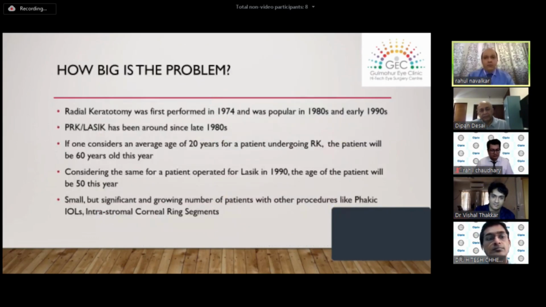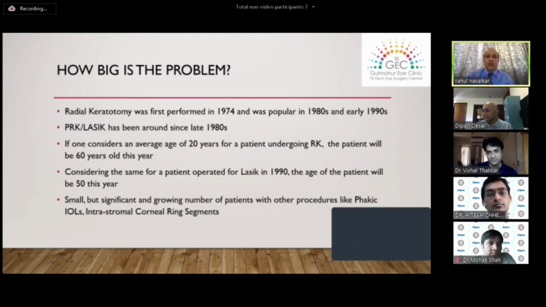So why is this problem so big? Why do we need to discuss this post-refractive surgery? As you can see, it was in the 70s that RK was first performed, and PRK and LASIK have been around since the late 1980s. Now, if you consider an average age of 20 years when the patient underwent these procedures, an RK patient would be almost 60 years old and the LASIK patient would be 50. So they are all moving into the cataract bracket. I believe we haven't yet seen the deluge of post-refractive cataracts that we will be seeing shortly in the future. There's also a small but significantly growing number of patients with other procedures like phakic IOLs and intracorneal implants. So we cannot look at it only from the LASIK point of view.